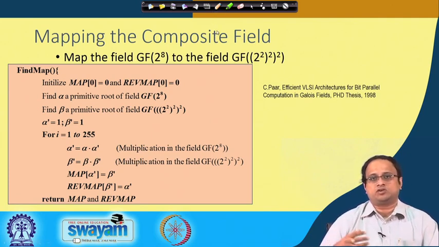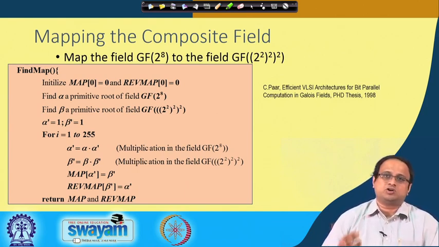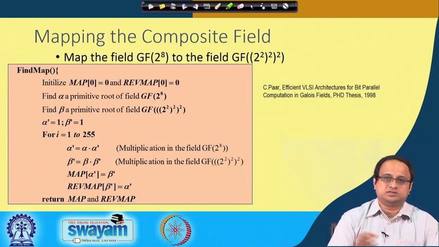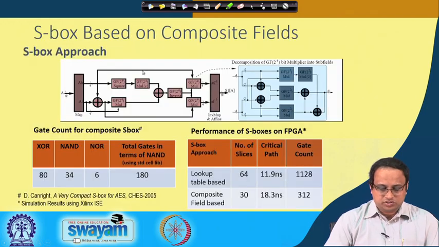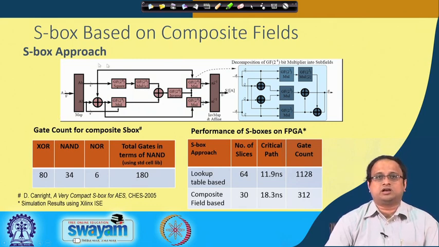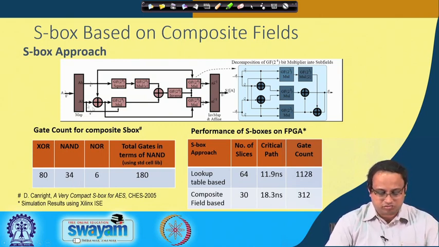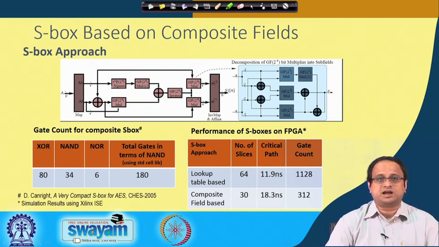But what we are trying to take advantage of is that the computations, that means the multiplications and the inverse computations in the composite field, should be more efficient than in the original field, which is GF(2^8). Let us see what the benefits of doing this are, and here is a simple illustration. Let us not be bothered about this architecture right now, but just try to see the benefits.